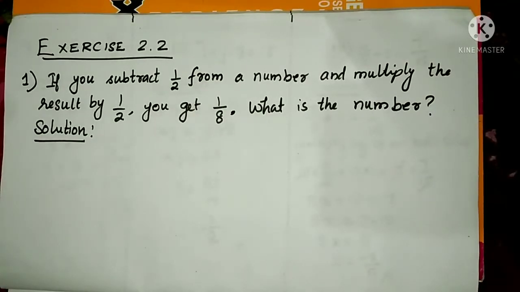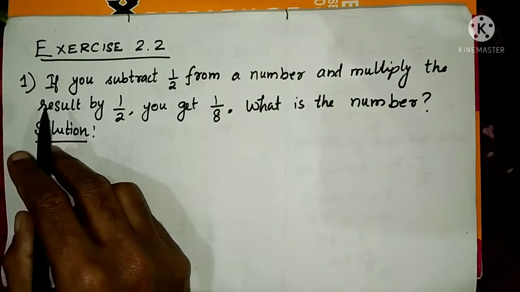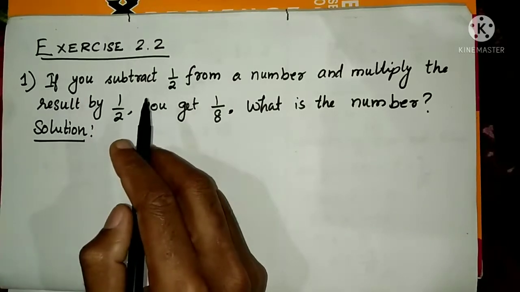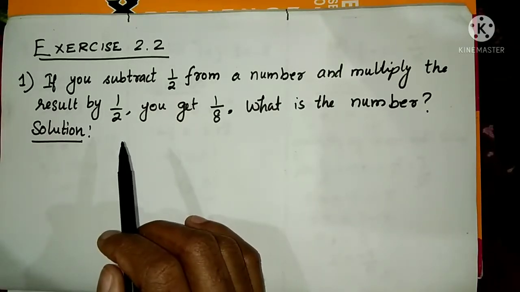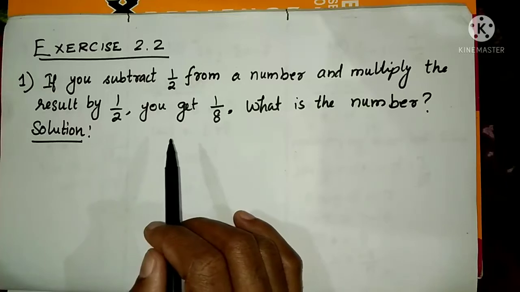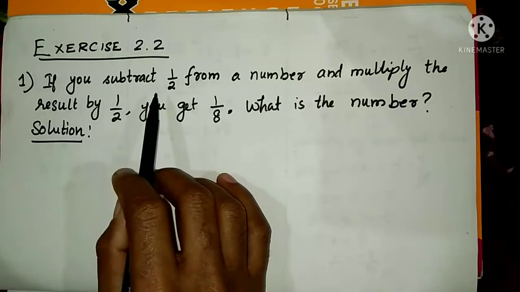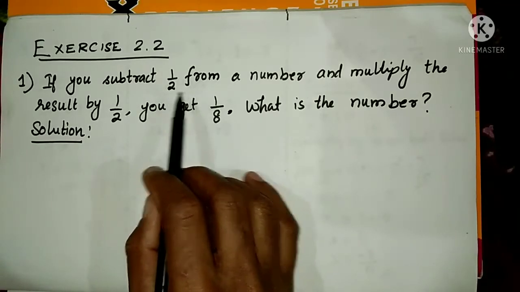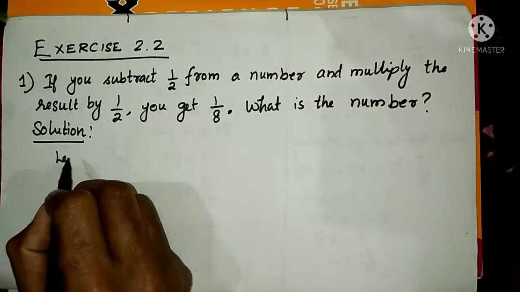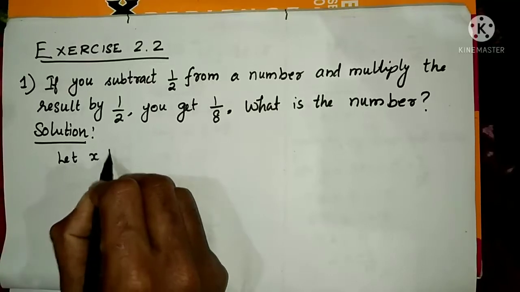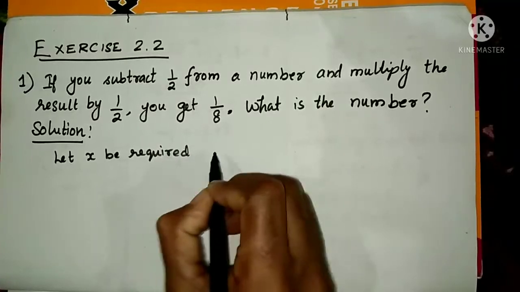Next, I am going to solve a question from exercise 2.2. The first question is: if you subtract 1 upon 2 from a number and multiply the result by 1 upon 2, you get 1 upon 8. What is the number? If you subtract 1 by 2 from a number, we don't know that number, so we can keep it as x. Let x be the required number.